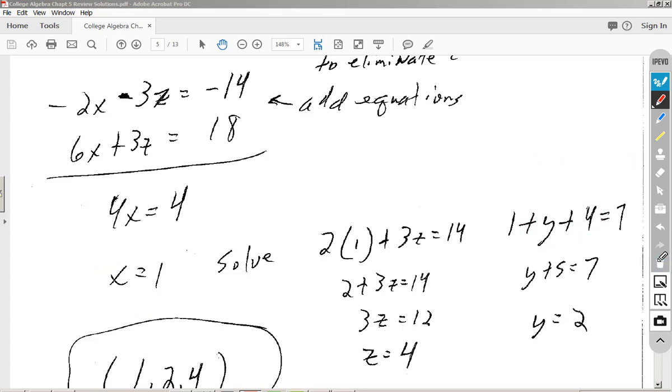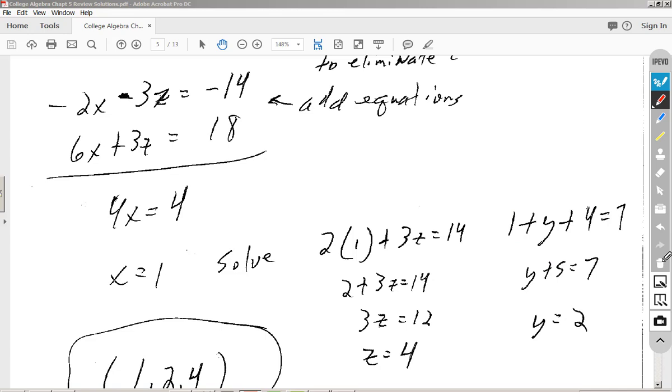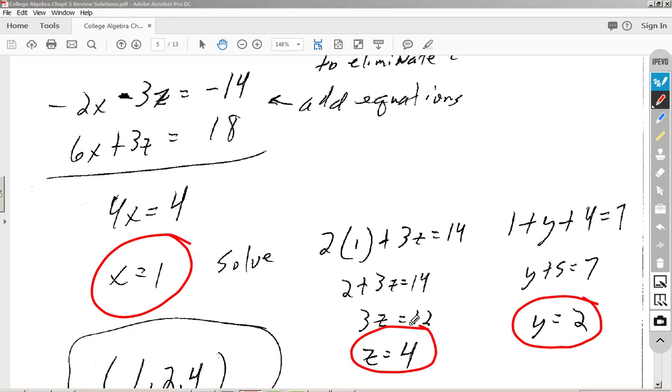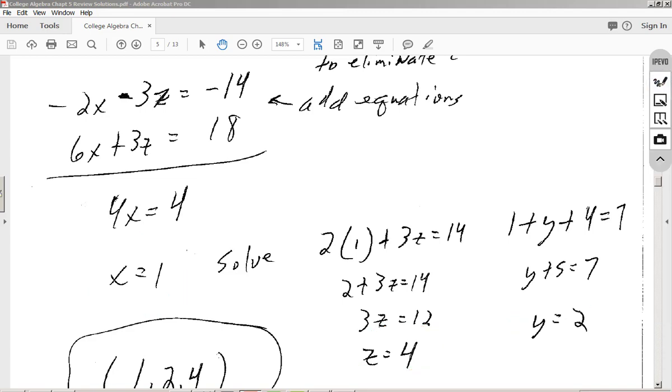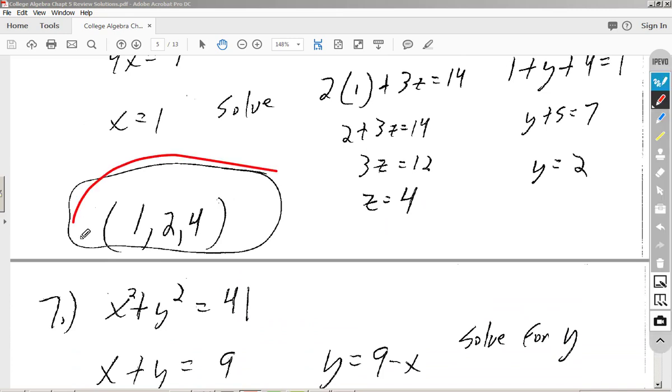Simplifying this down, my 1 and my 4 become the 5. So I have y plus 5 all equals 7. Subtract 5 from both sides, and I get y equals 2. There's my ordered triplet. I've got x equals 1, I've got y equals 2, and z equals 4. So just go ahead and write those in alphabetical order. And here's your solution of 1, 2, and 4.